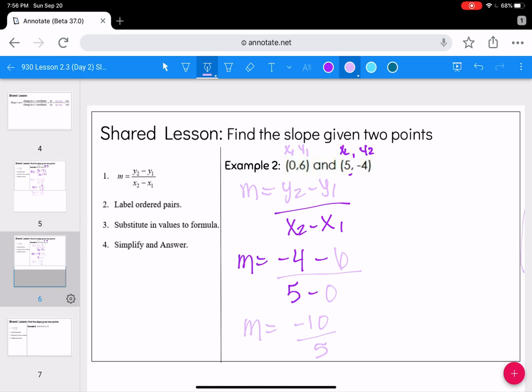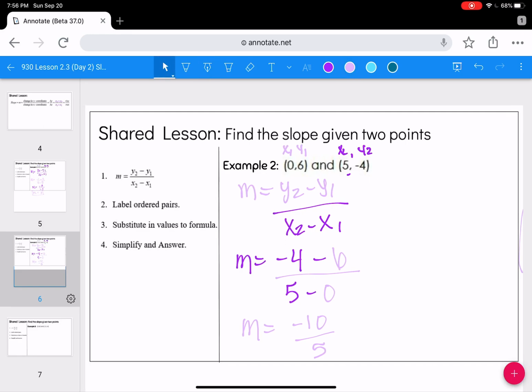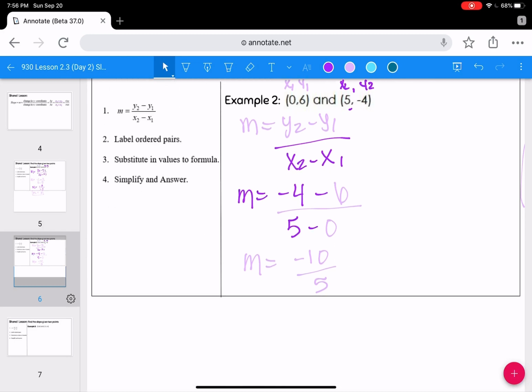Then I do need to simplify again my fraction. So I have -10 over 5. This simplifies nicely into -2. So my slope on this line is -2.